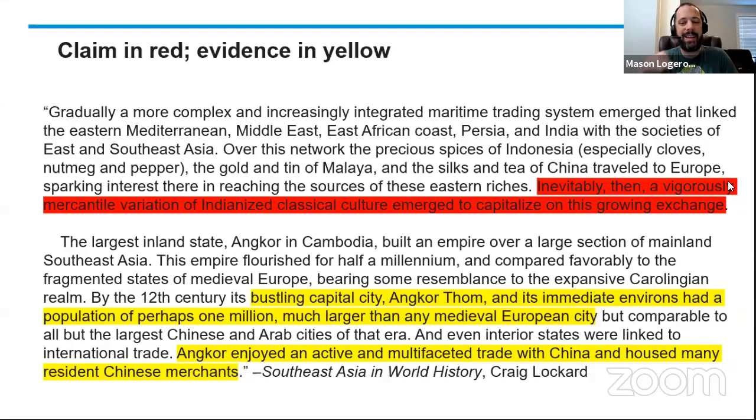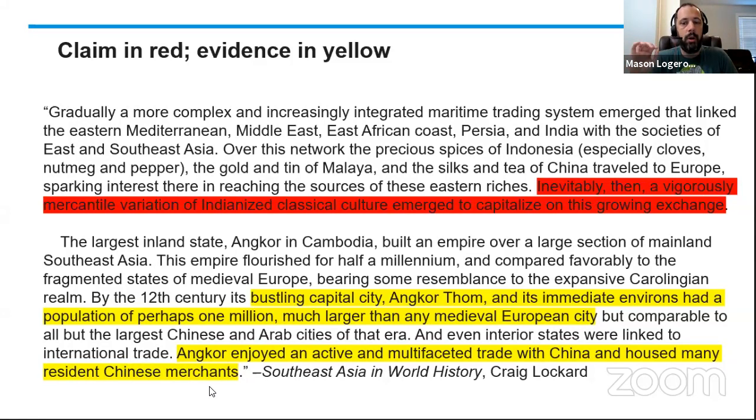The main point is that last sentence of the first paragraph, that it led to a mercantile variation of Indianized classical culture in Southeast Asia. Really, the stuff at the beginning of that first paragraph is almost context for that claim. And when you read the second paragraph, then it starts to make sense. Because when you look at the evidence that he gives in the second paragraph, talking about a new capital city with a population of 1 million, trade with China, Chinese merchants moving to the area, that's evidence to prove the claim that I put in red.